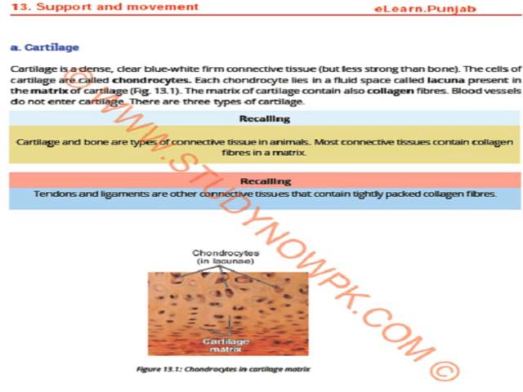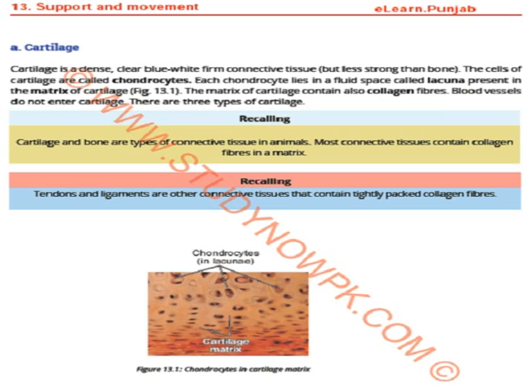The chondrocytes lie in the fluid space, and this fluid space is known as lacuna, and it is present in the matrix of the cartilage. So in the matrix there is lacuna, and in the lacuna there are chondrocytes. The matrix of cartilage also contains collagen fibers. Blood vessels do not enter the cartilage.